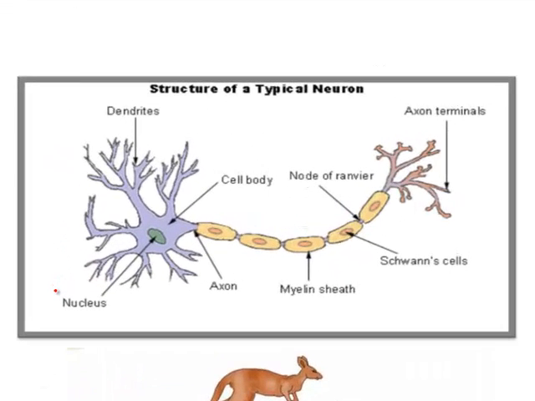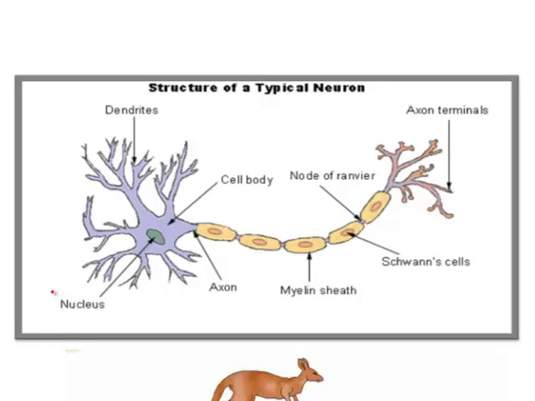Okay, so this is what a typical drawing, again, of a neuron would look like. So here are your dendrites coming off of that cell body. So the impulse would be coming in through the dendrites. This entire thing here is your axon. Okay, and the impulse would go down the axon and then end at the axon terminals.